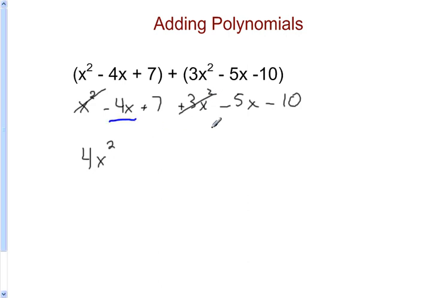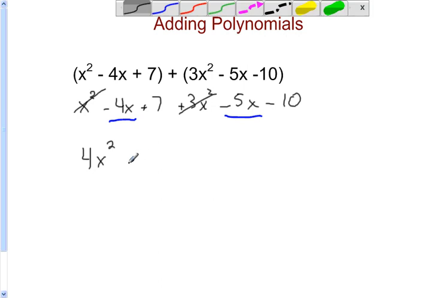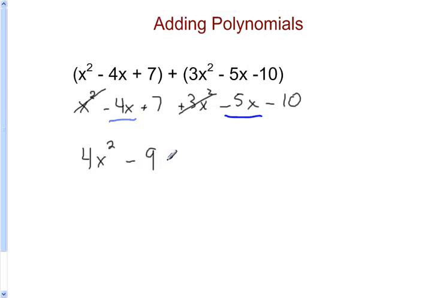Now we have negative 4x and negative 5x. When we combine those together, we get negative 9x. And I'm going to slash those to know they're combined. And the last two like terms are these coefficients, these constants that don't have any variable.